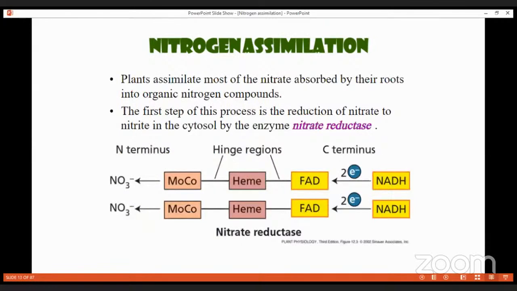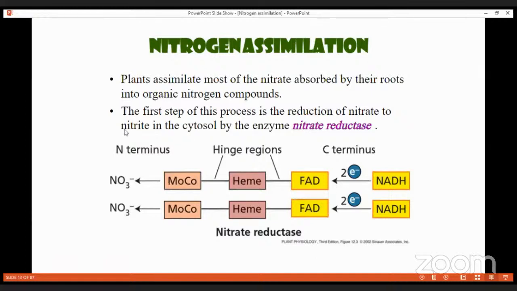So what does the plant do? The plant assimilates most of the nitrate absorbed by its roots into organic nitrogen compounds. It attaches organic groups, so it will not be toxic. For that, the plant requires a specific enzyme that we have discussed. The enzyme is nitrate reductase, which can convert nitrate into the nitrite form. Nitrate reductase is a very beautiful enzyme. It has two different units, molybdenum and copper units, and it is attached with the heme group in the hinge region through the FAD. Okay, we will discuss this in the next slide also.